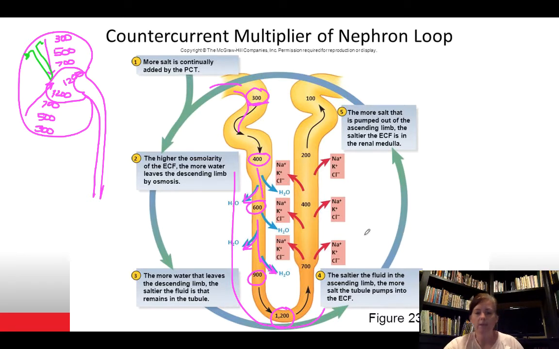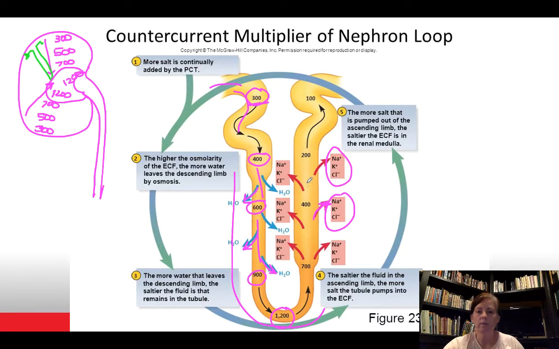Now, what's happening in the ascending limb? It's not permeable to water because there are no aquaporins present, but we can pump salts out of the tubule.